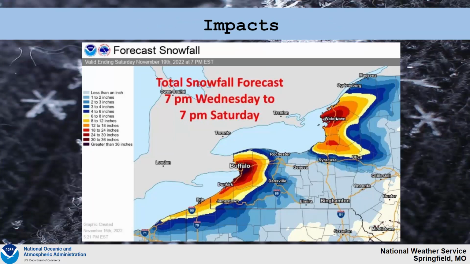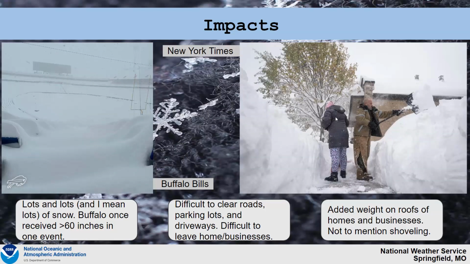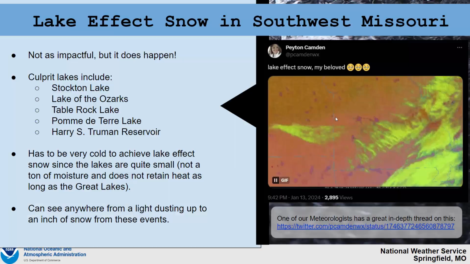Here's just an example of a snow forecast for lake effect snow. Greater than 36 inches over a 3 to 4 day period in Buffalo, New York. And you probably see Buffalo in the news a lot for these types of events. Buffalo received a storm total of over 50 inches one time. These can create impacts in very small areas, including great difficulty clearing roads, parking lots, and driveways, making it difficult to drive and leave homes and businesses. And it also adds a lot of weight onto houses and businesses. And not to mention, that's a lot of weight to shovel.